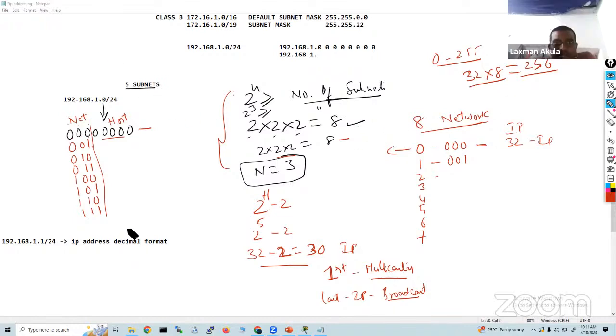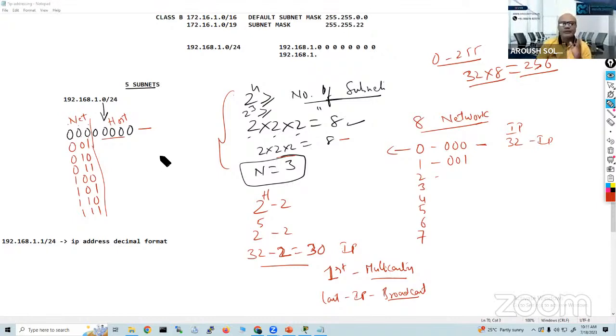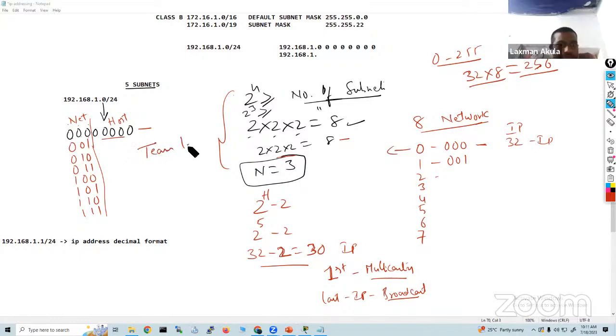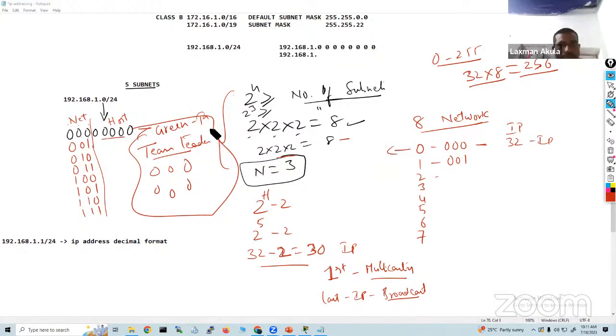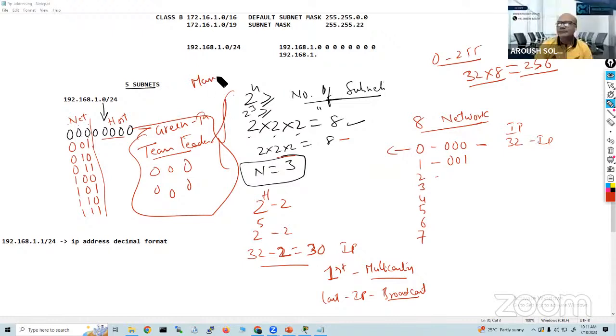I will tell you what is this multicast and broadcast. Very simple guys, I will tell you. See, for every team there will be the team leader, right? The team leader will have a lot of people inside the team. Say this is my green team. He is going to report to the manager. Correct? And these are all the employees in the company, maybe around 50 people.